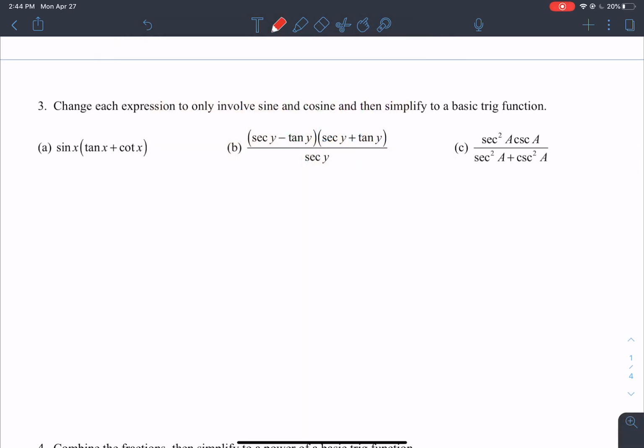Okay, number 3 says change each expression to only involve sine and cosine and then simplify to a basic trig function. I think I'm going to do that for the first and the third one. I don't know if I'm going to do that for the second one because it's a little bit easier to do it a different way. But I'll show you what I mean when I get there.